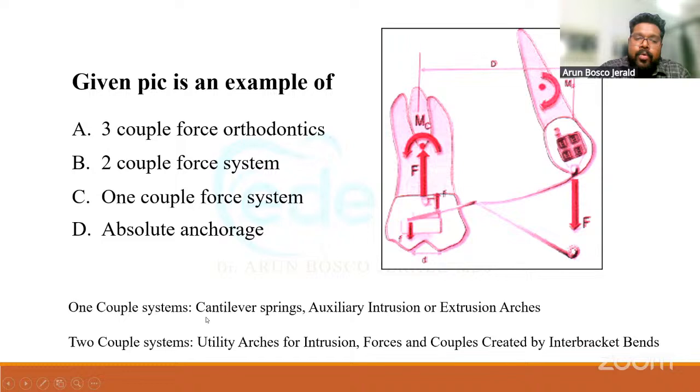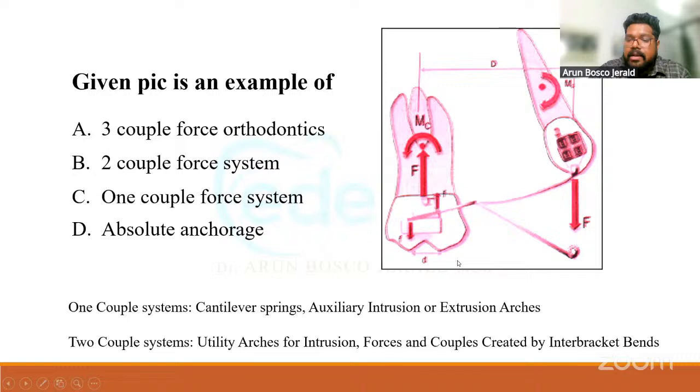Examples of one couple systems are cantilever springs, auxiliary intrusion or extrusion arch. Auxiliary means they are not actually inside the bracket, they are outside the bracket. And two couple systems are utility arches and those created by interbracket bends. Utility arches, for intrusion or extrusion, if you are keeping that inside the bracket, then there will be a couple and it is a two couple system.